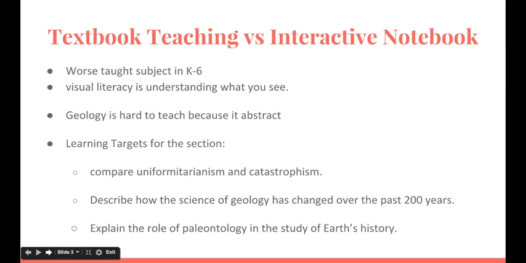So I decided to talk about the first section. The learning targets for this section are: compare uniformitarianism and catastrophism; describe how the science of geology has changed over the last 200 years; and explain the role of paleontology in the study of Earth's history. Those are the three main learning targets for this section.